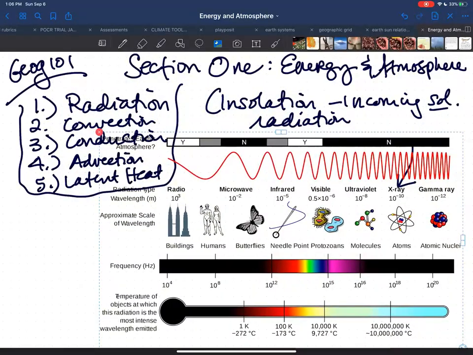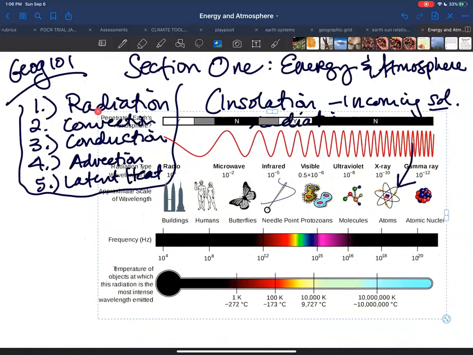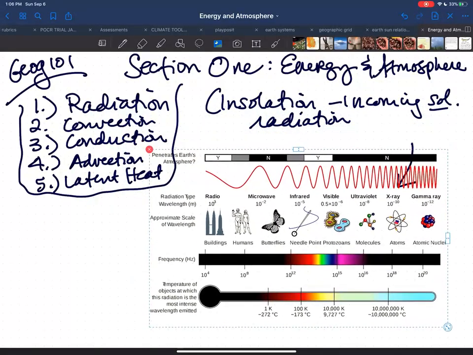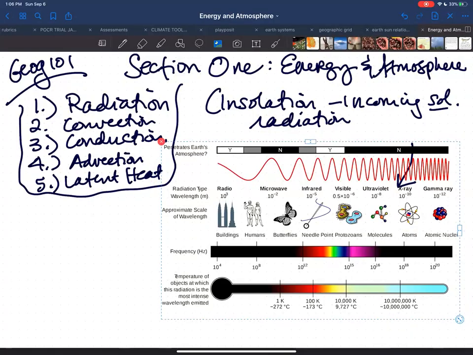Okay, so I mentioned that the sun's energy, and actually anything with a temperature, radiates energy in the form of radiation. And radiation transfers energy through the electromagnetic spectrum. So this is an image here of the electromagnetic spectrum, and the wavelengths will be related to the temperature at which objects radiate most of their energy.